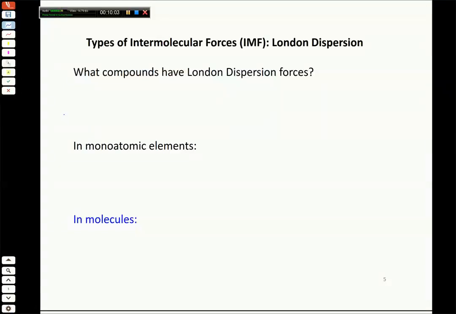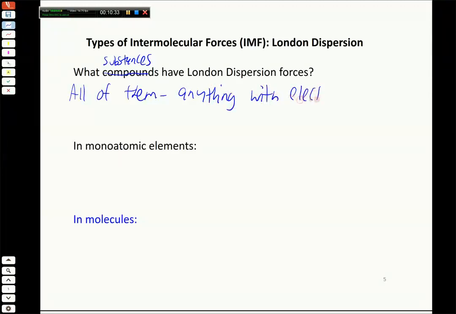So the first one we'll talk about is London dispersion forces, sometimes just called dispersion forces. And what substances have London dispersion forces? I should be a little bit more clear to say this is all substances, not just compounds, but elements and compounds. And which of those have London dispersion forces? The quick answer is all of them. London dispersion forces exist in anything that has electrons, which of course every substance has. So anything with electrons will experience these London dispersion forces.